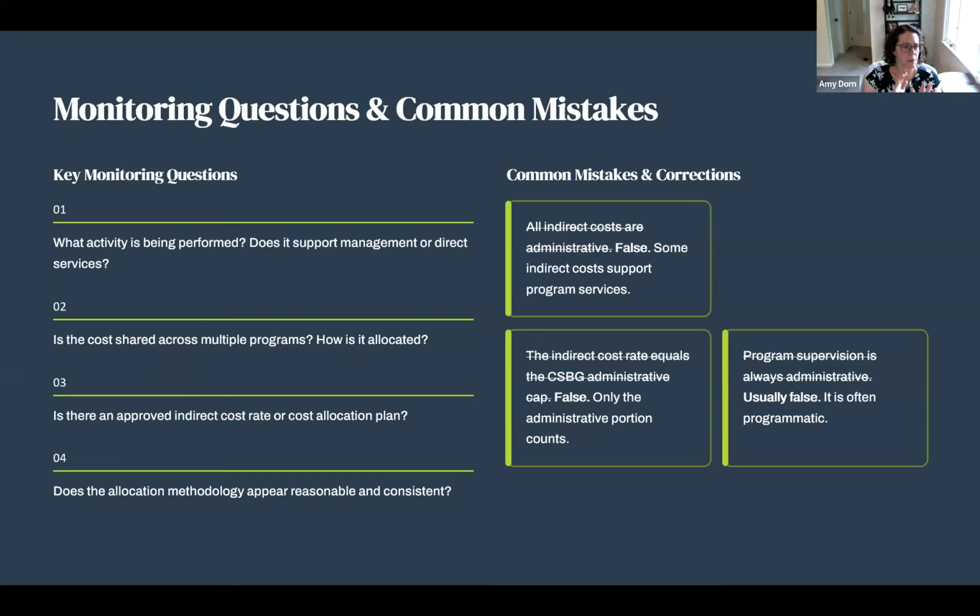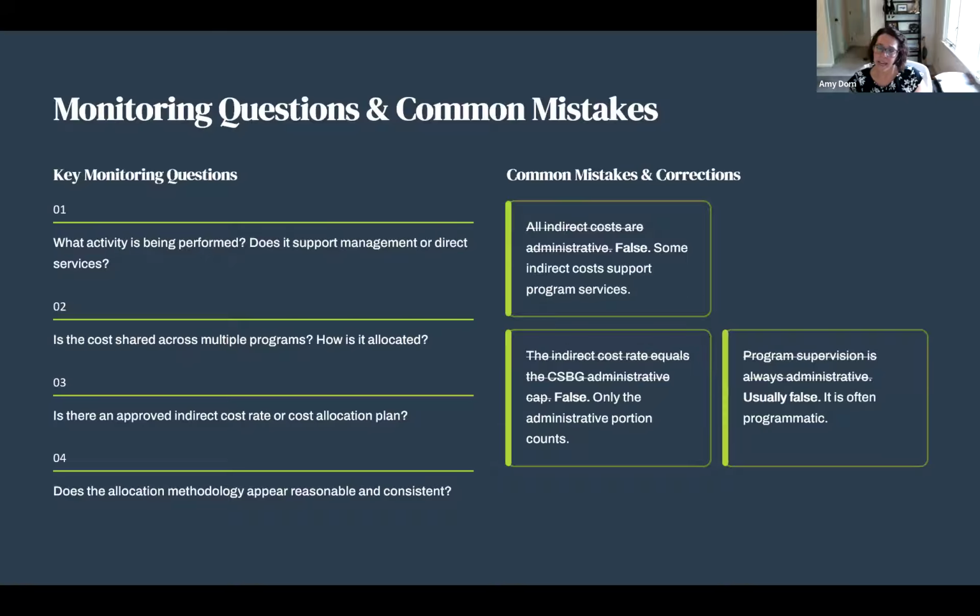Okay, this is still me, sorry. So, key monitoring questions. These are the kind of things you want to ask when you're looking at what you're going to review, your disbursement sample, or if you just pick a month and you're reviewing that. What activity is being performed? Is it supporting the management of the organization, or is it supporting the direct services? Is it shared across multiple programs? And if so, how is it being allocated to those programs? Is there an approved indirect cost rate or cost allocation plan? And you need to look at that and review it.